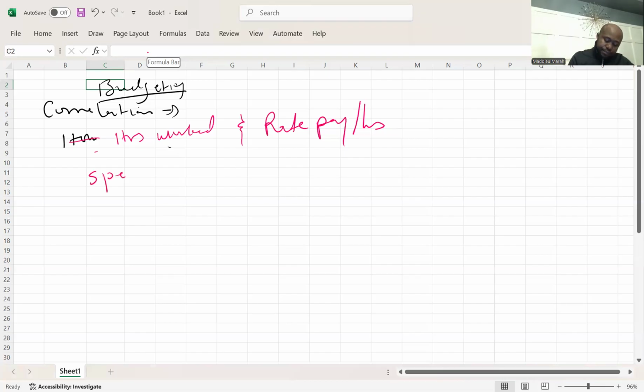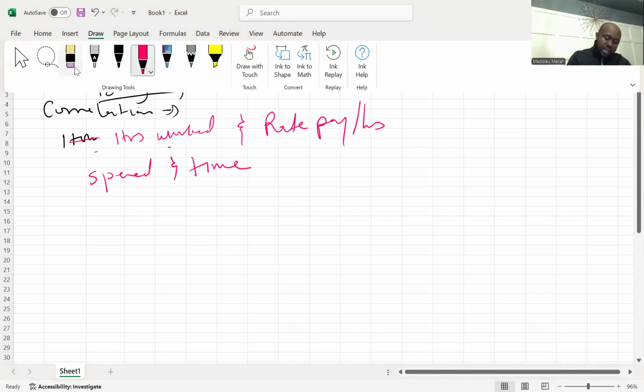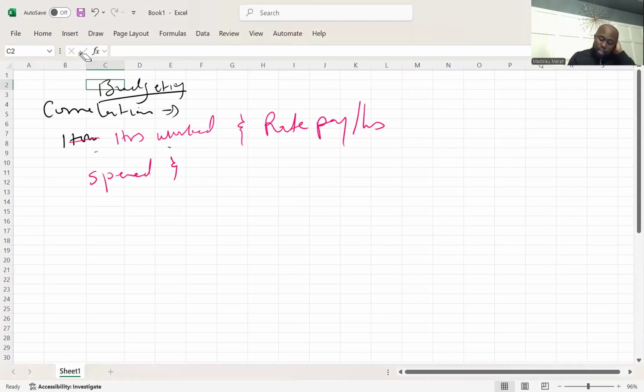Okay, let's look at another example: speed and time. The faster you go, the less the time. The slower you go, the more the time. So we can say the change in one variable will affect a change in another variable. Then we can say they are correlated. This is what we mean by correlation.